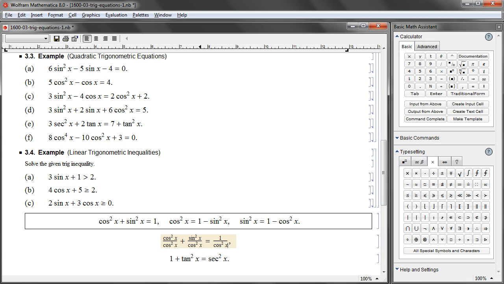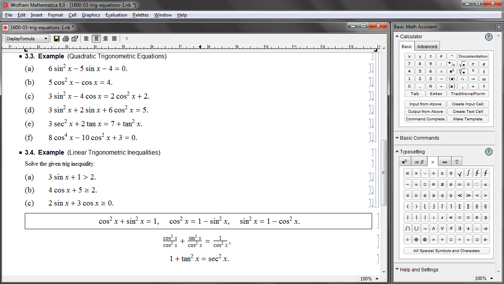What do you have? Cosine squared over cosine, that's 1. And what do you have now? Sine squared over cosine squared, that's sine over cosine total quantity squared. That's tangent squared, the middle one. Third, 1 over cosine squared, that's 1 over cosine is secant, so this is secant squared.